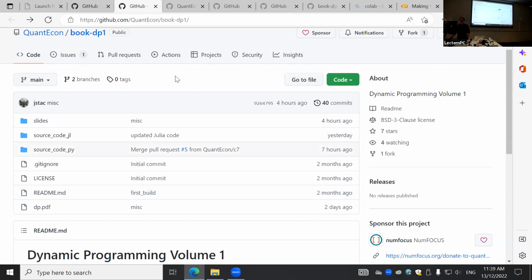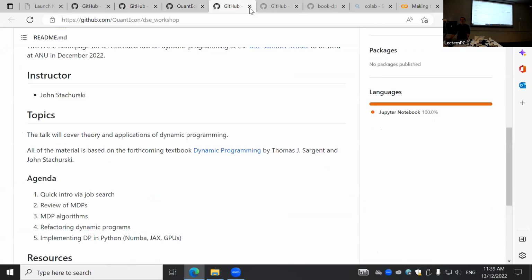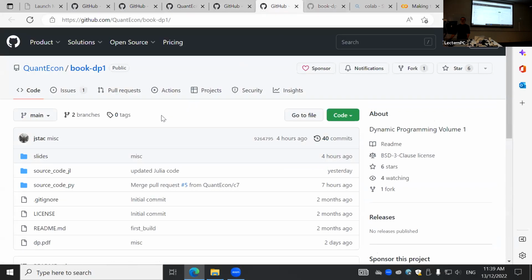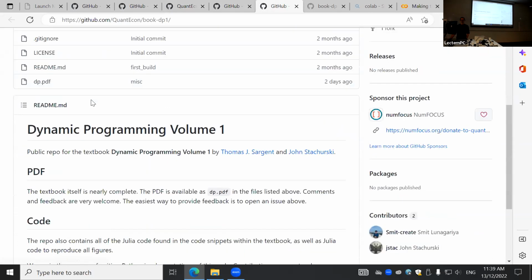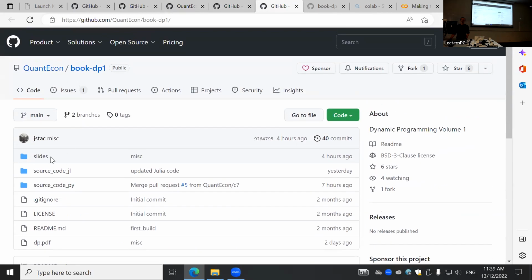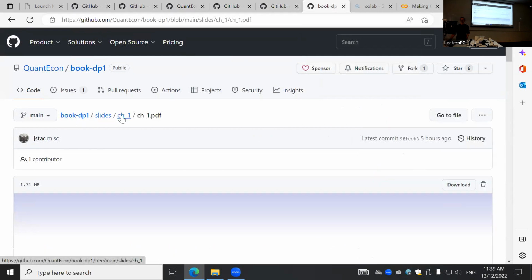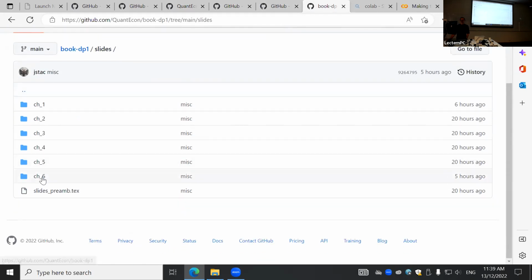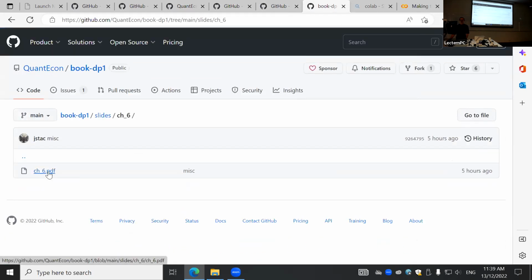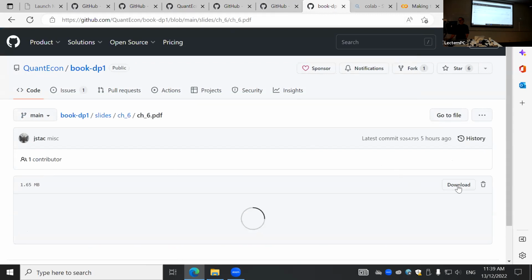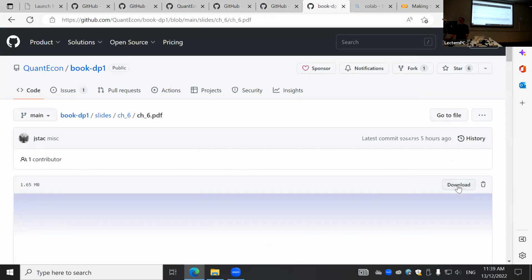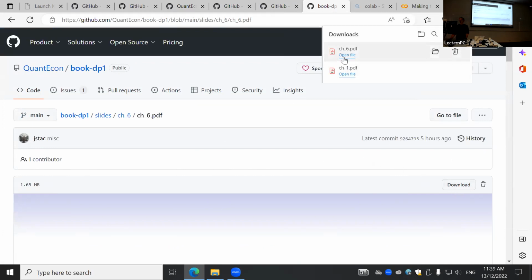Okay, so let's do it like this. So now we're going to go to slides. What I'm doing is I'm back at the repository for the book itself. This is the dynamic programming book. And I'm going back to slides, and in slides, chapter 6. I'm going to click on that guide and download it. And then I'm going to ask Pedro to find this file and get that.